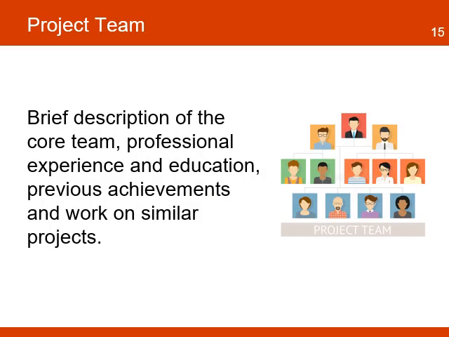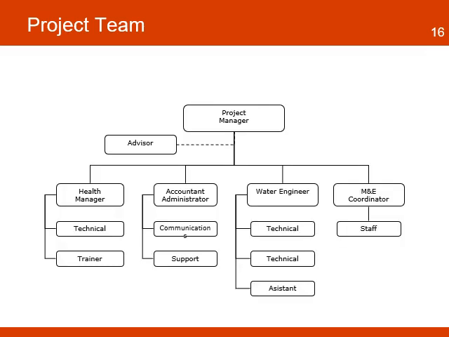This section is a brief description of the core team, their professional experience and education, including previous achievements and work on similar projects. The professional experience of the key personnel assigned to the project is an important element in the evaluation of a proposal. The proposal may include a basic diagram of the organizational chart describing the people that will be assigned to the project.